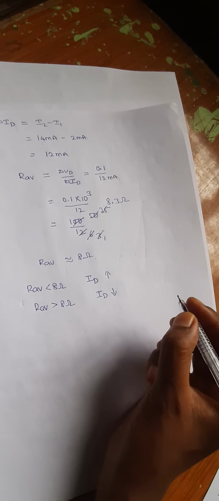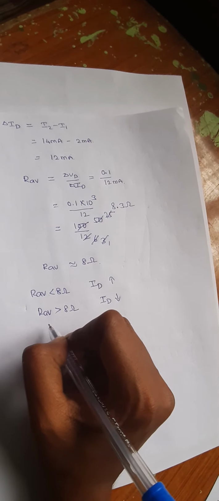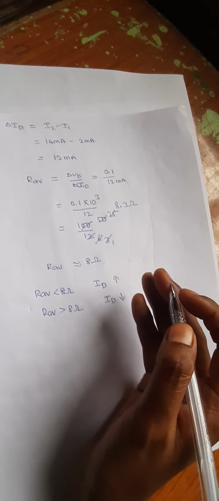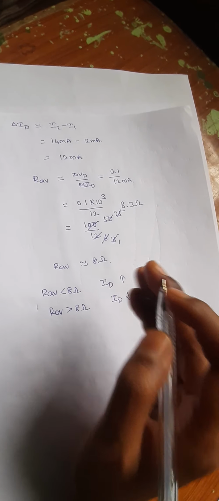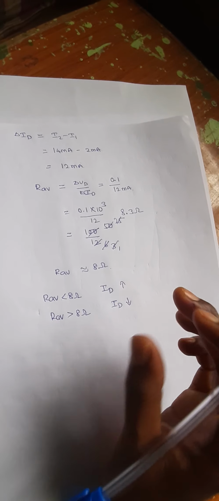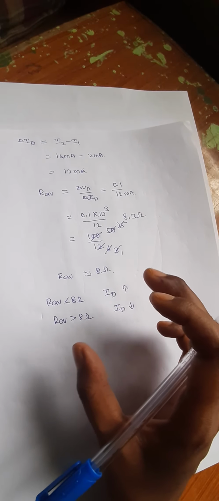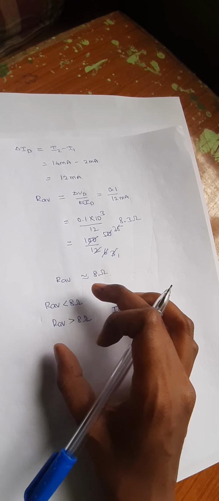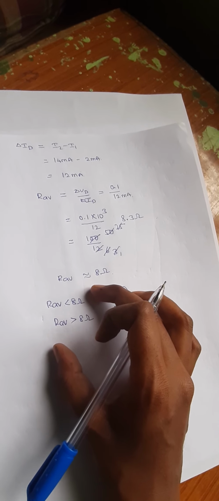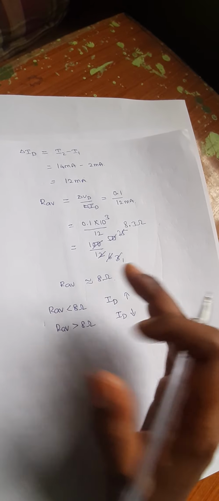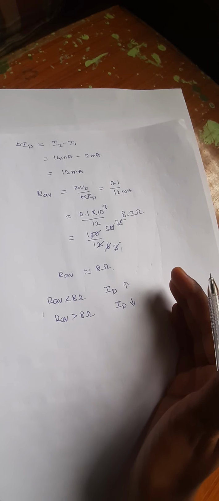So this average AC resistance can be found out by applying a large voltage signal. The voltage swing is very high, so the intersection of these 2 points becomes a straight line. The negative slope of that straight line will give rise to the average AC resistance.